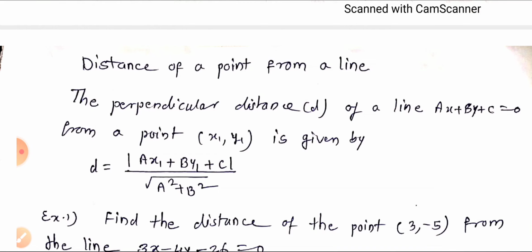So this is the distance of a point from a line, that is d, finding the distance from the line to the point using this formula. So here we solve an example.